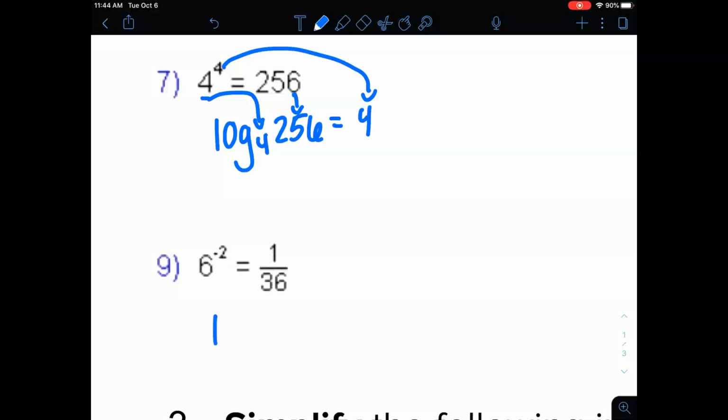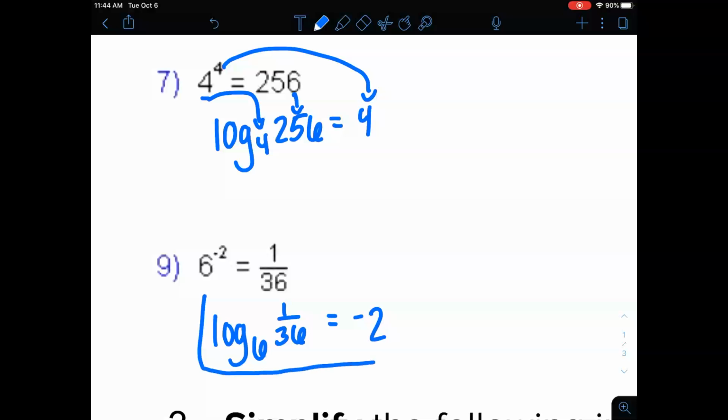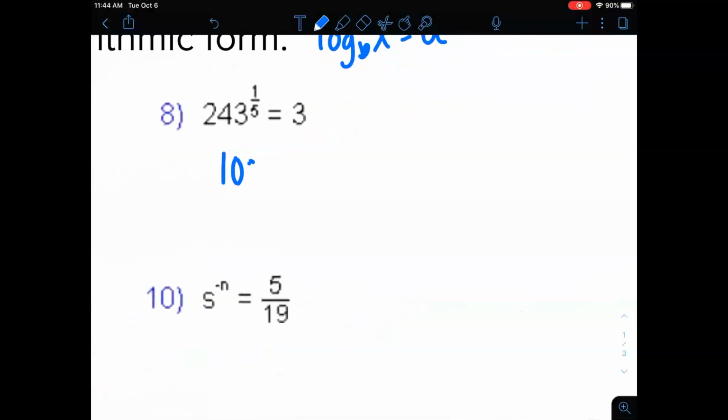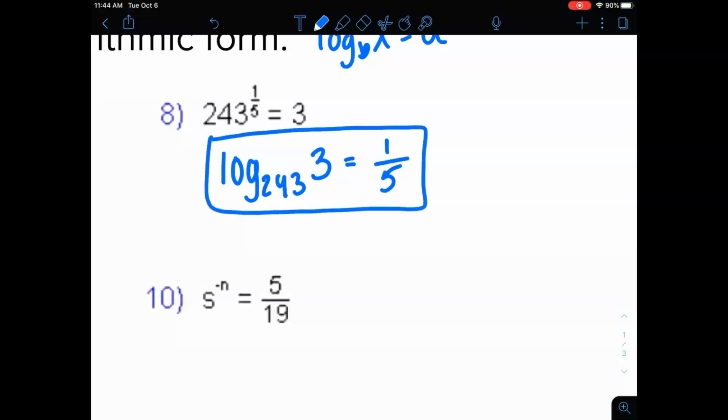If we look at number 9 here, again, same thing, log base of 6. I write my argument of 136, is equal to negative 2, which was originally my power. And again, I am done with this expression. Looking over here at number 8, same thing, log. My base value is 243. My argument becomes 3, and that is equal to my answer of 1/5. And done.